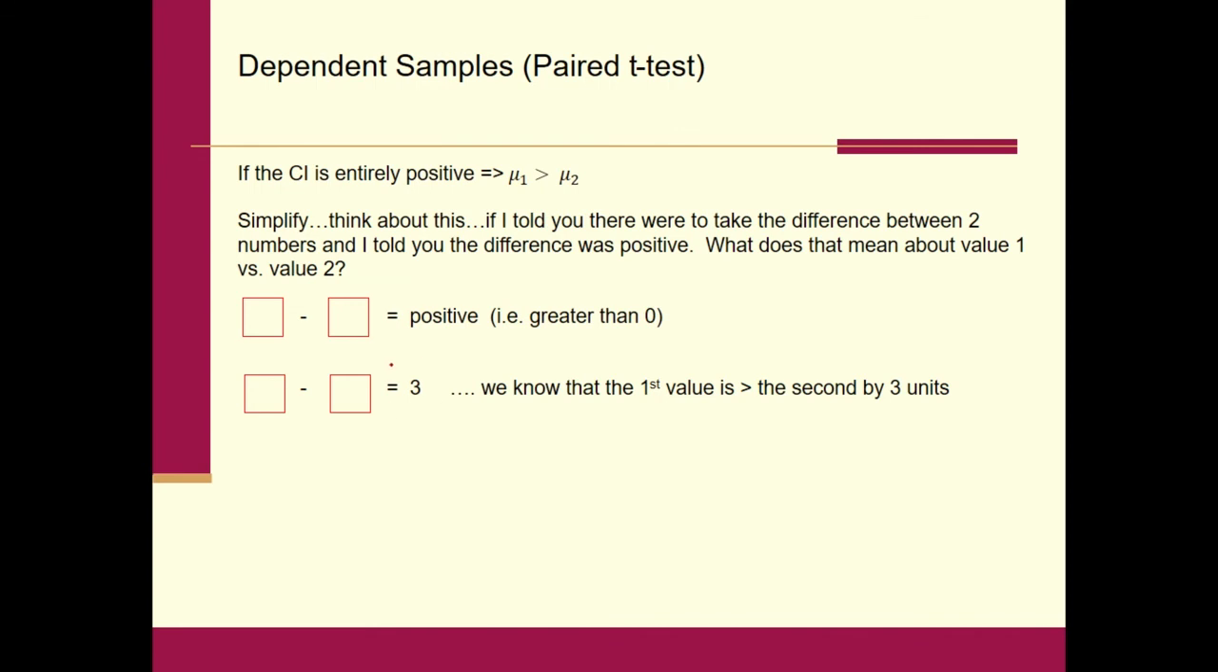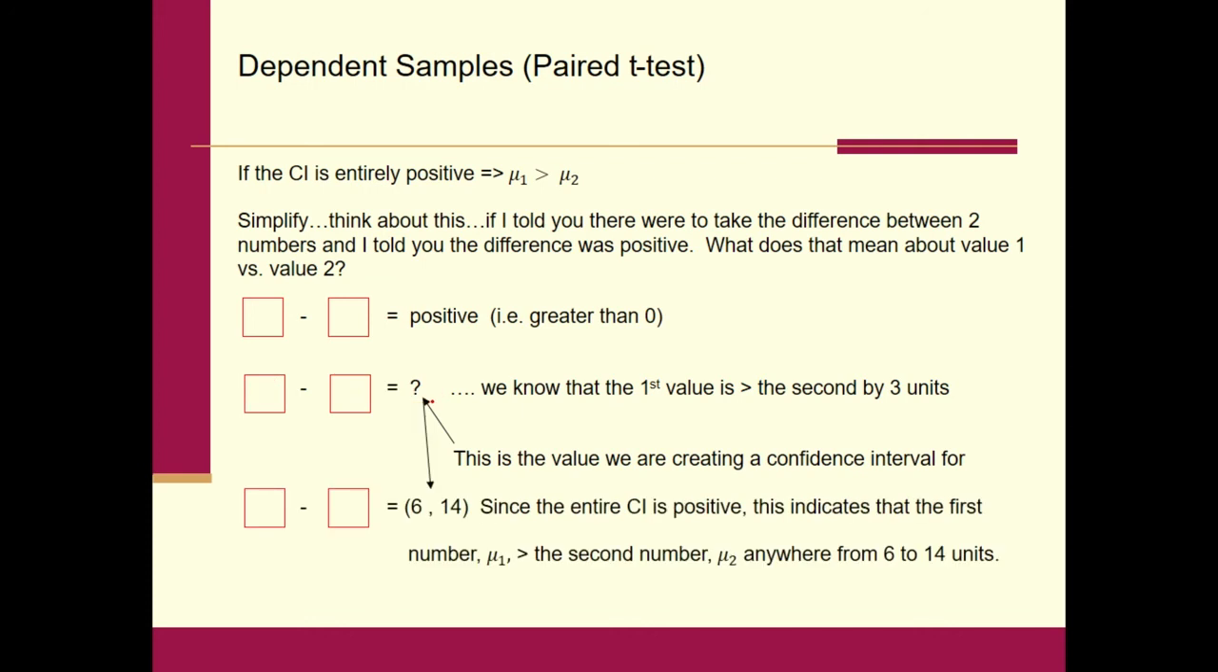So if we know this number right here is going to be a positive number, we know that the first number is going to be greater than the second number. All right. That value is what we're creating a confidence interval for. So we are not making a confidence interval for this number. Nope, not this number. What we're making a confidence interval for is that number right there, the difference between the two.